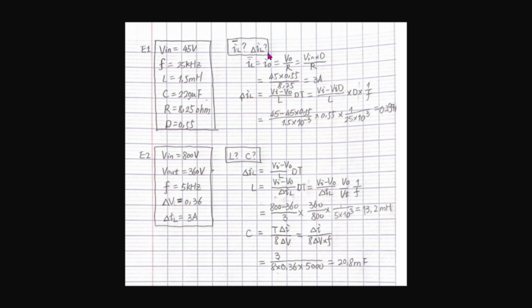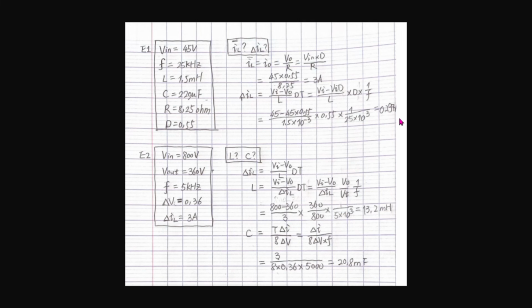The inductor average current is the same as the output current, which is the output voltage divided by the resistor. This is simple. And for the current ripple, we can use the first formula and then change it by using the frequency to get the final result of current ripple.